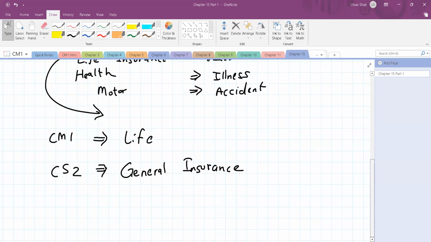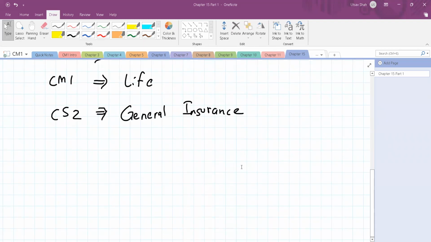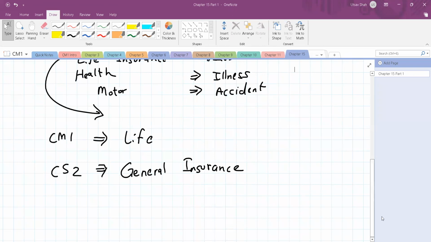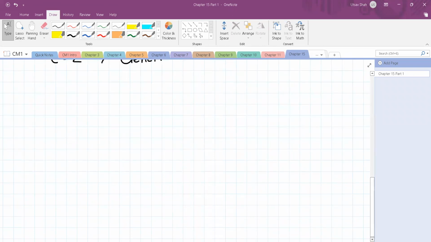Moving ahead. This claim amount is also called benefit and sum assured. Note this down, because these are the different terms they may write in the question to confuse you. Now we'll go ahead and see some terminologies in these life tables.